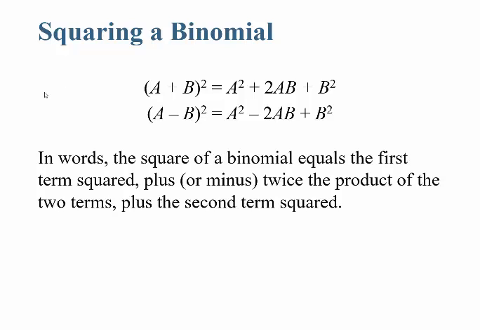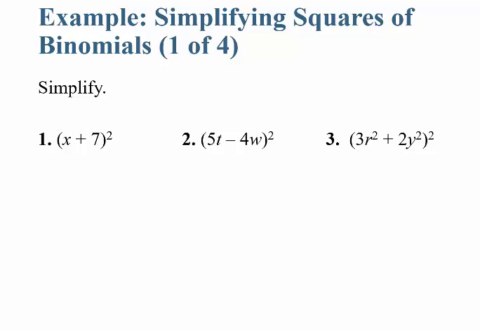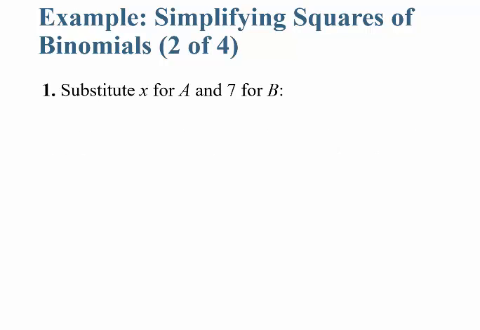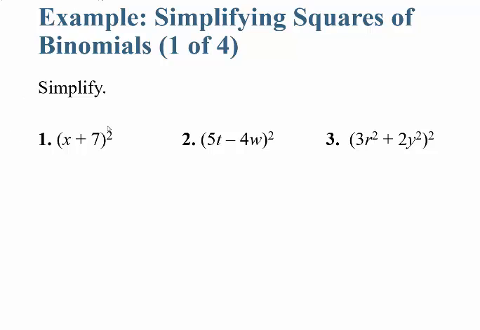All right, so let's talk about squaring a binomial. So if you have a plus b squared, that's equal to a squared plus 2ab plus b squared. And then a minus b squared is equal to a squared minus 2ab plus b squared. So in other words, the square of a binomial equals the first term squared plus or minus, depends, twice the product of the other two terms plus the second term squared. Always, always. All right, so let's simplify each of these expressions. So x plus 7 squared, and then 5t minus 4w squared, and then 3r squared plus 2y squared squared.